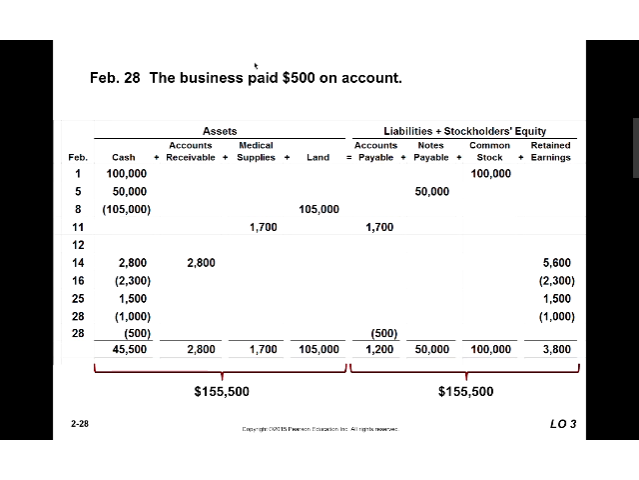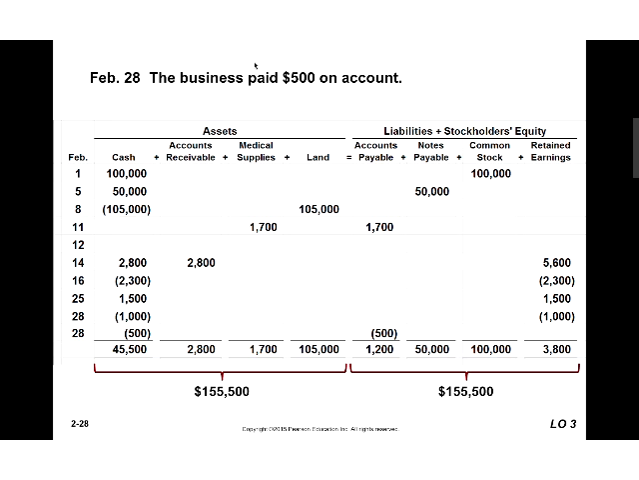Going over to accounts receivable, we add the column: 2,800, medical supplies 1,700, land 105,000. Those first 4 columns are assets. So if we add the first 4 columns together, we get 155,500.